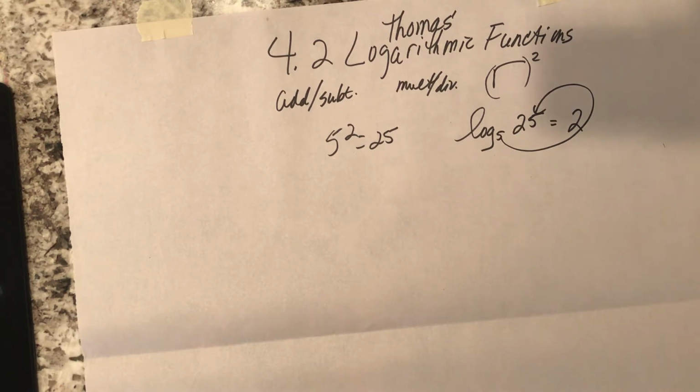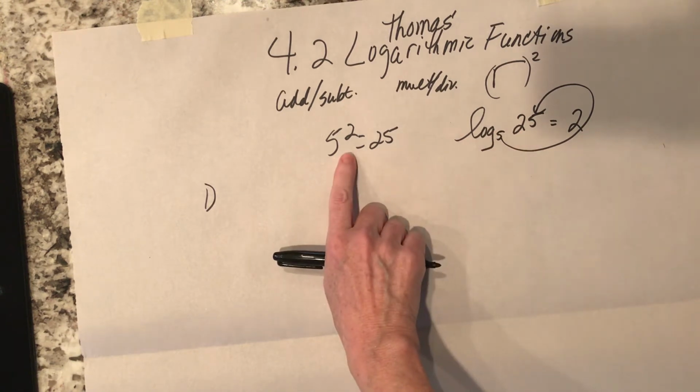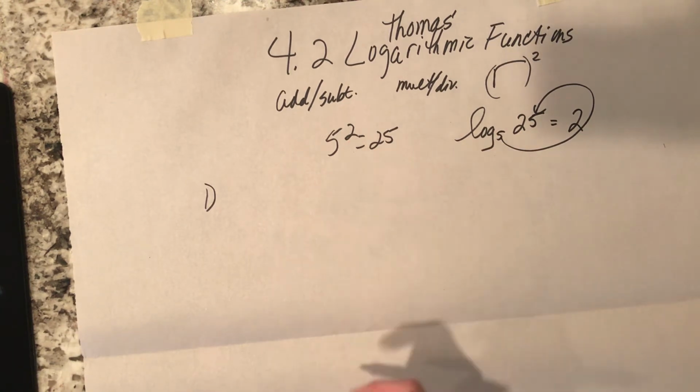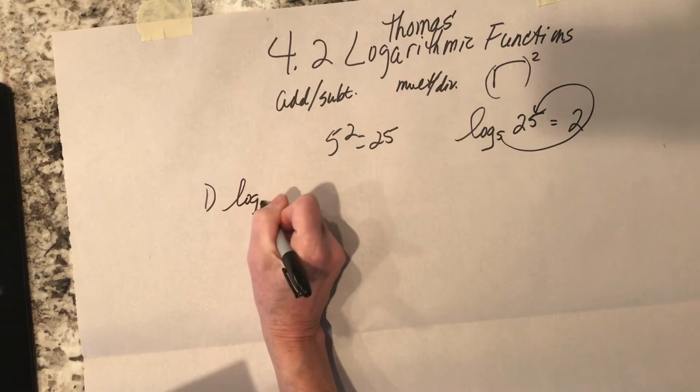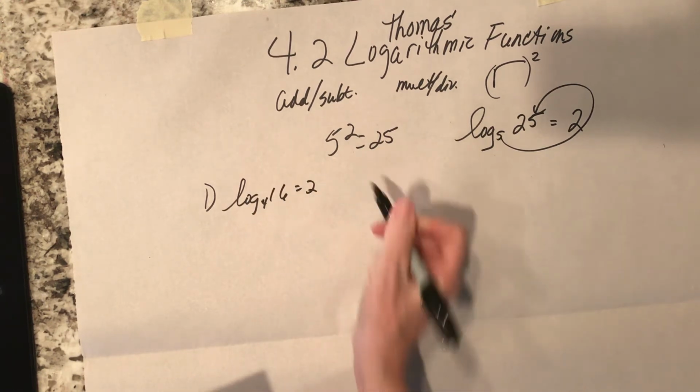So let's look at the problems in Thomas's worksheet. Number 1, they're asking you on 1 through 4 to write each equation in exponential form. They're going to give you this form. They want you to rewrite it using an exponent like that. So the log base 4 of 16 equals 2.